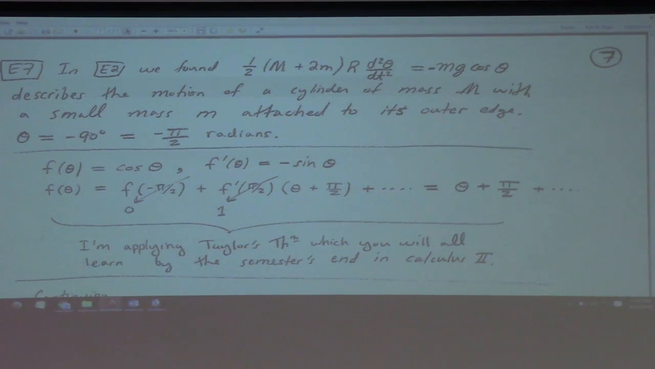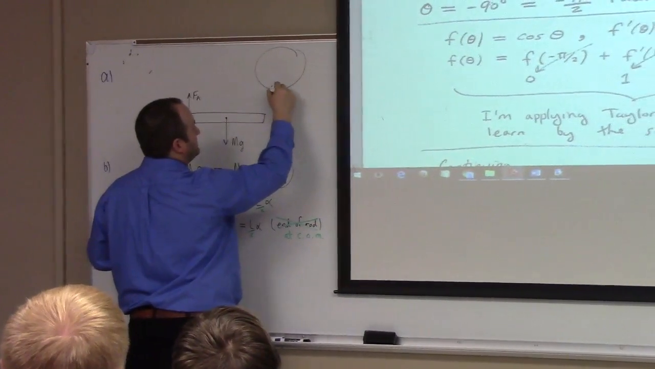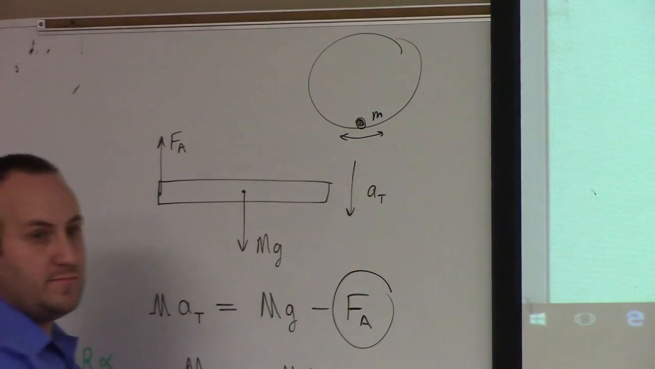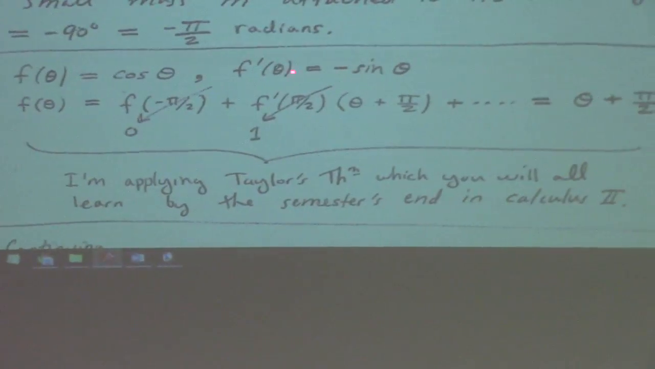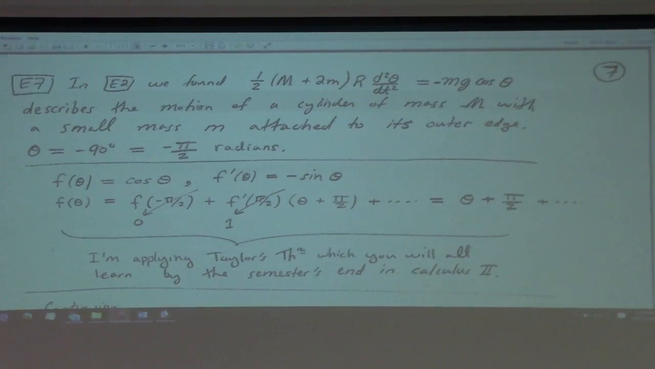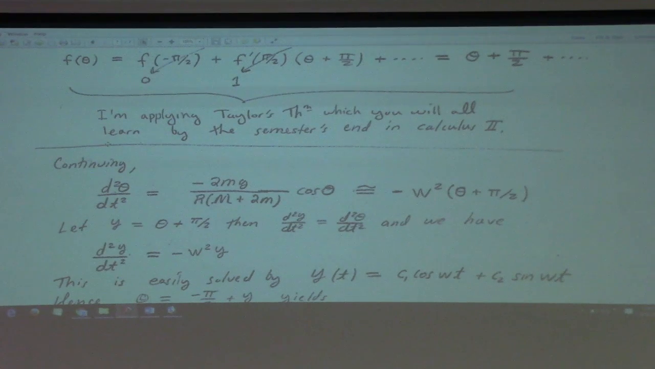Well, that would be when the mass is down here. So it's going to have a little rocking motion like that. And so around 90 degrees, cosine theta can be rewritten as theta plus pi over 2. All right? Getting to the point, we have d squared theta dt squared is something like minus this thing squared times theta plus pi over 2. You make a substitution, it gives you d squared y dt squared is minus omega squared y.